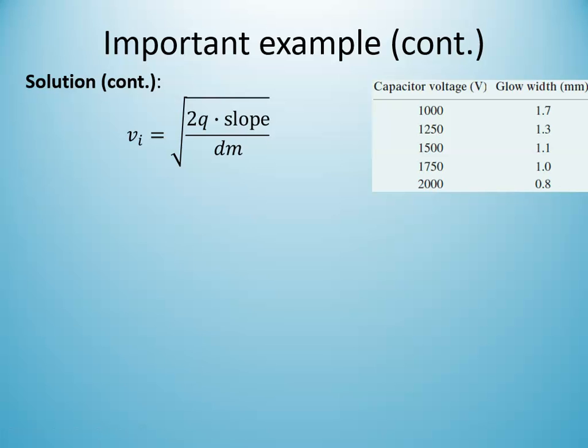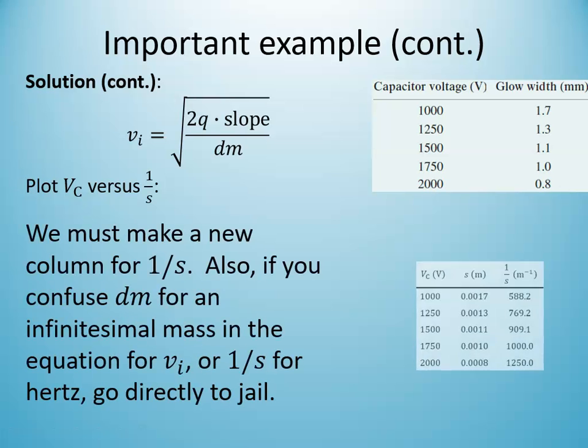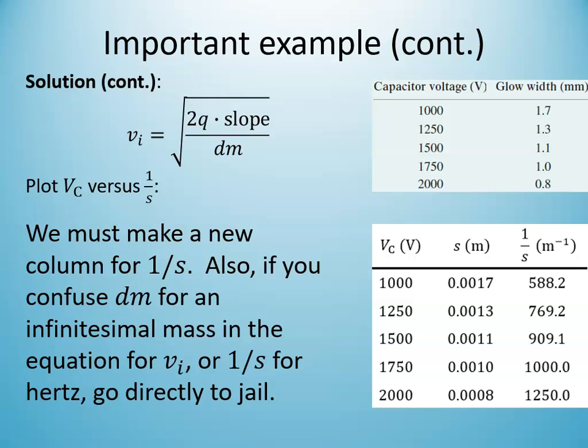So let's do that. In order to do this, we need to make a new column. The idea is we're plotting V sub C versus 1 over S. Well, V sub C is there. That's the capacitor voltage. We need a column for 1 over S. So, after making a column for 1 over S, where S is the glow width, we now have everything we need to make a plot.